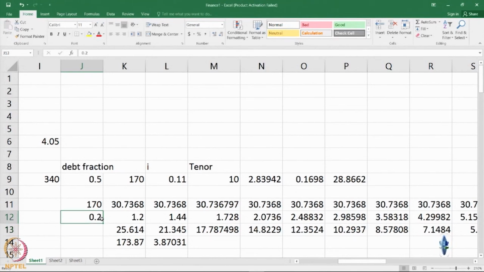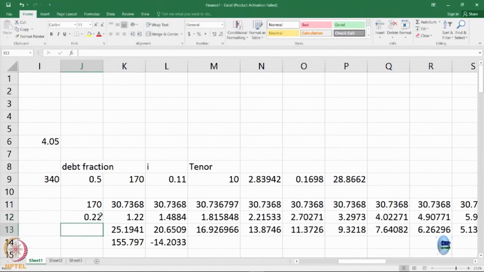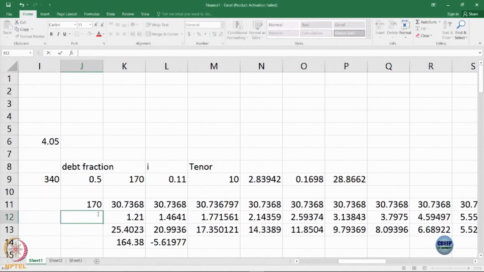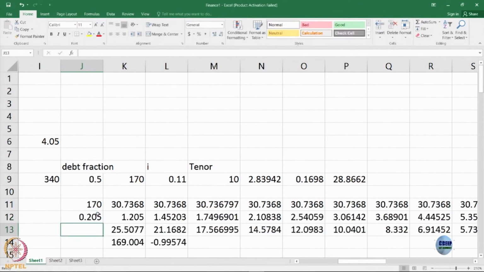We can try, let's change this to 0.22, and you see at 0.22, it's negative. We can bracket it even further. Let's take 0.21. 0.21 is also negative, so it's more like 0.2, 0.205, negative.